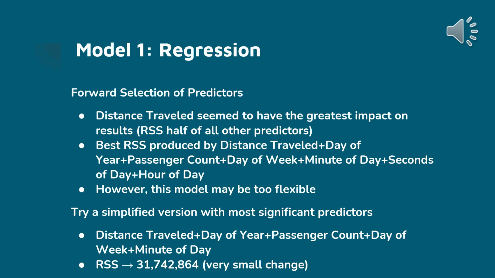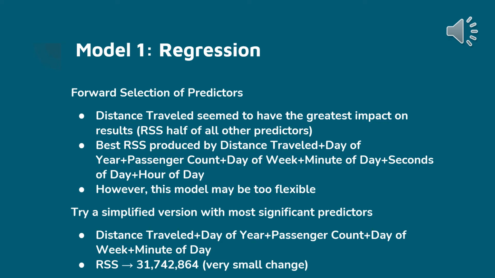We saved this as its own model so that we'd be able to model just distance traveled to fare amount. Next, we stepped through all of the other predictors and got the best RSS, starting with distance traveled and ending with hour of the day. However, in this case, we do have a lot of predictors, so this model might be a little bit too flexible.